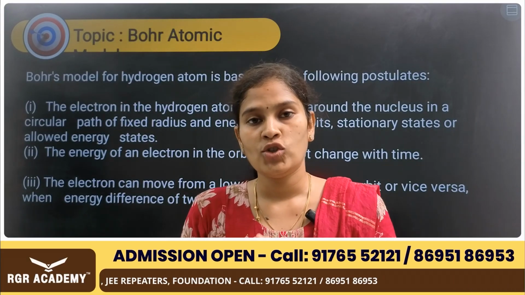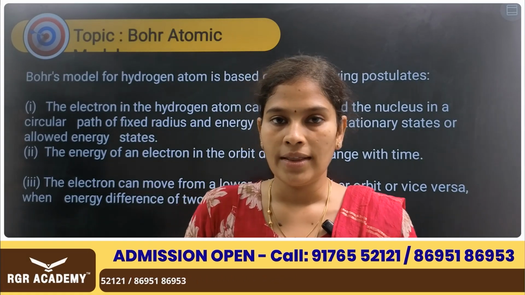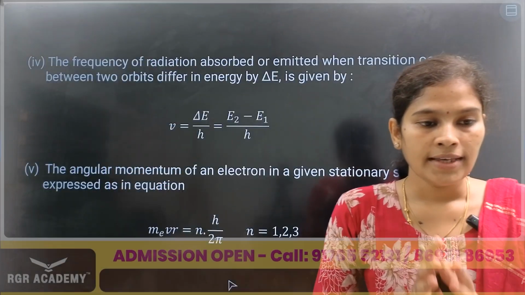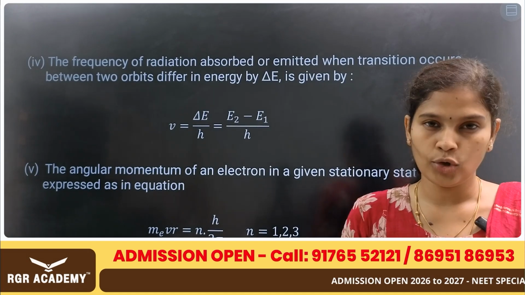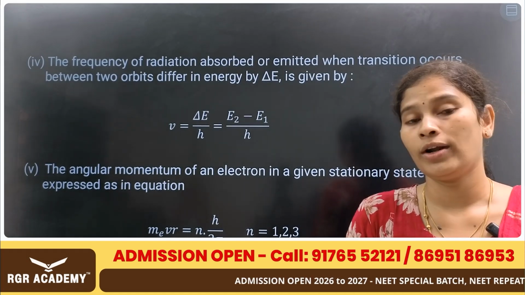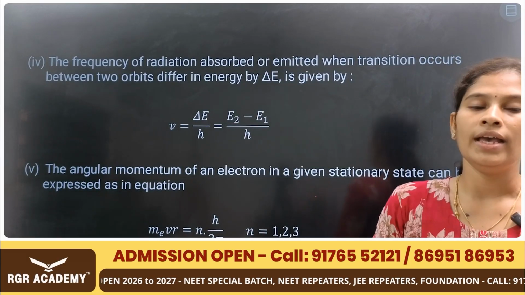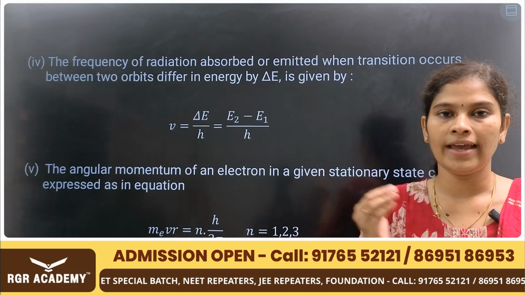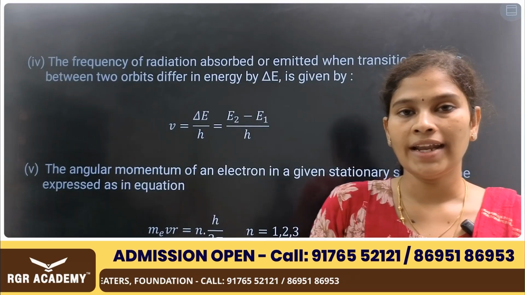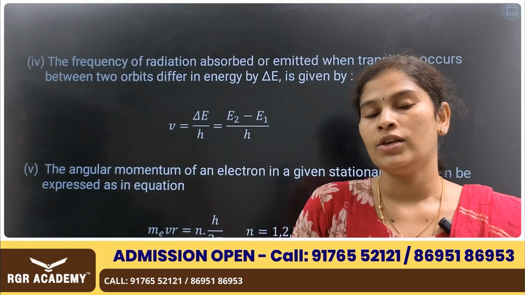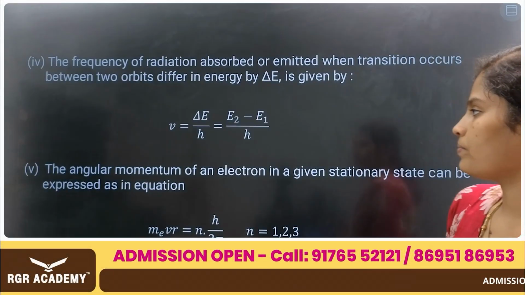So the electron can jump from lower to higher or higher to lower, and then it absorbs as well as emits energy. What can we calculate? If the electron is moving from lower to higher or higher to lower, we can calculate the frequency of light it emits or absorbs using a simple formula. Generally we relate energy and frequency using E = h nu. But here the energy is changing, the transition is happening, so we have to take the change in energy for the calculation of nu.